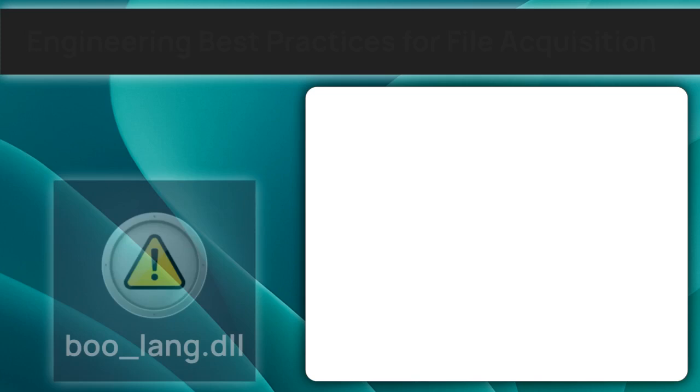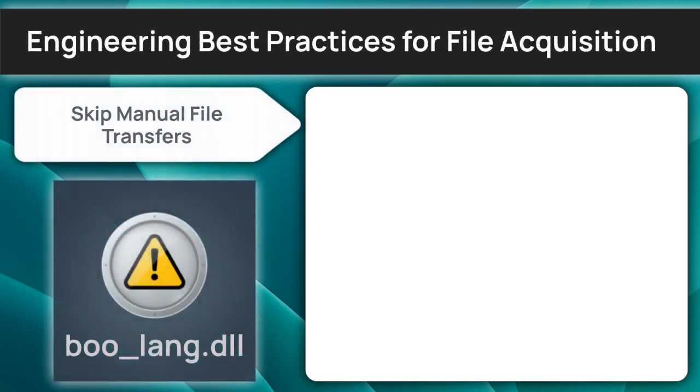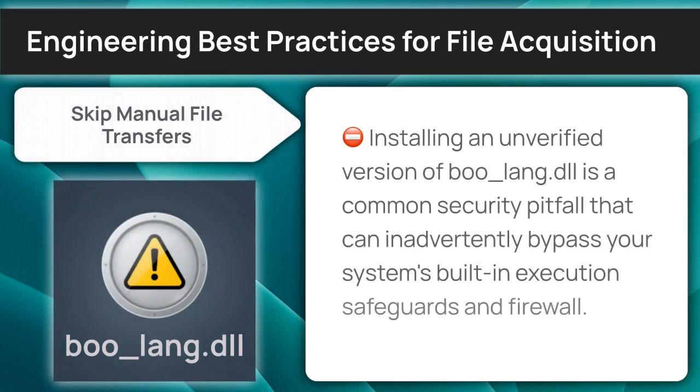To ensure long-term stability, we should review the safety risks associated with unverified file sources. Please use caution. Replacing Boo language runtime DLL manually often requires elevated permissions that, if mishandled, can leave your system architecture vulnerable to external exploits.